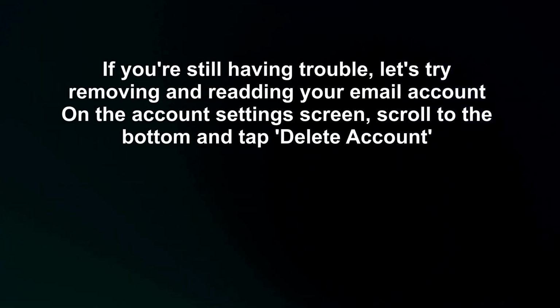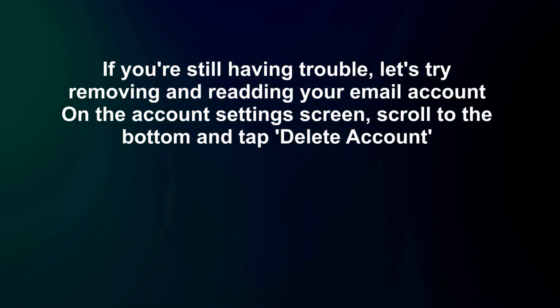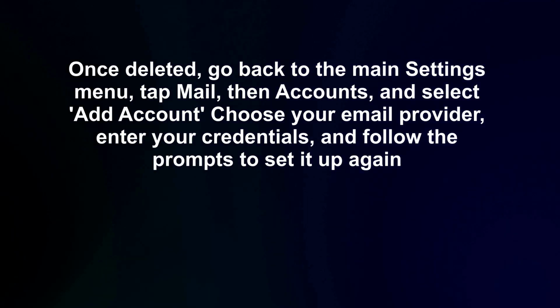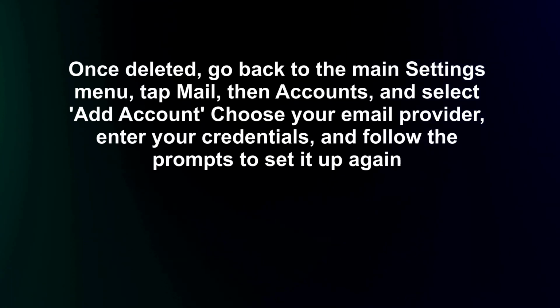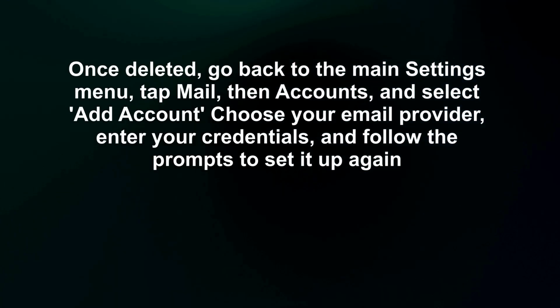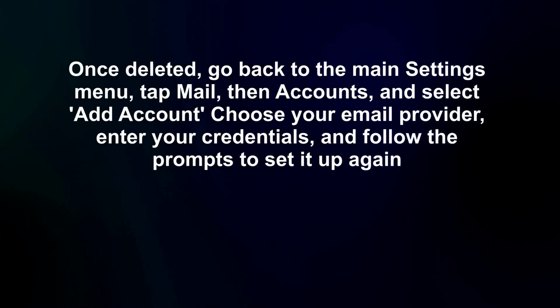If you're still having trouble, let's try removing and re-adding your email account. On the account settings screen, scroll to the bottom and tap Delete Account. Once deleted, go back to the main settings menu, tap Mail, then Accounts, and select Add Account. Choose your email provider, enter your credentials, and follow the prompts to set it up again.